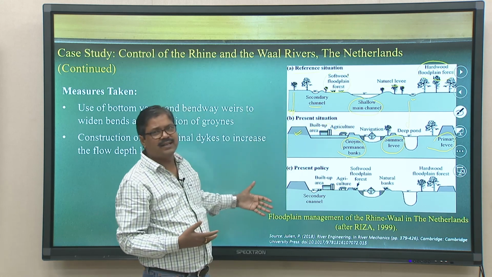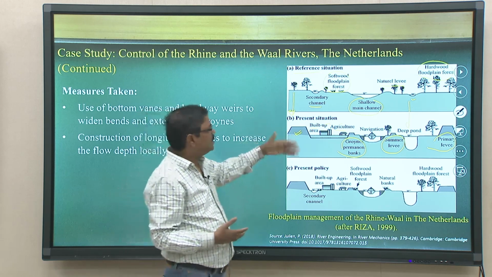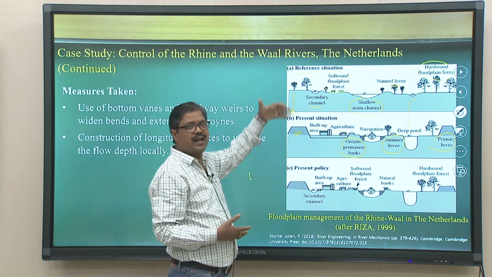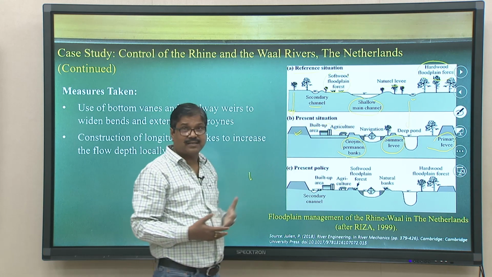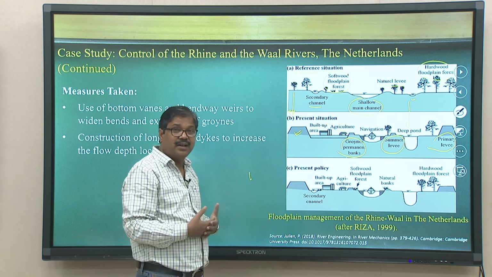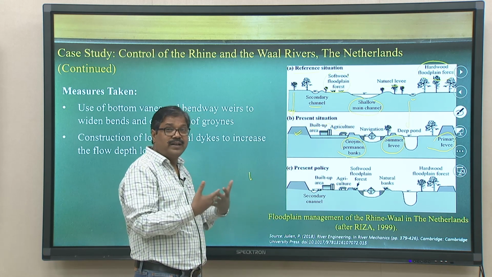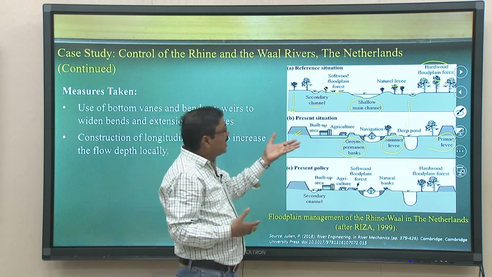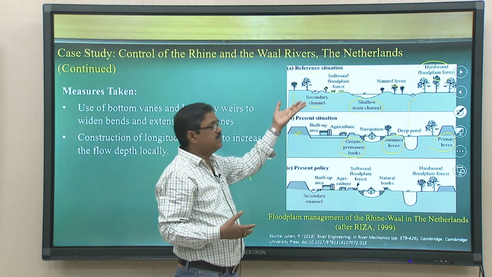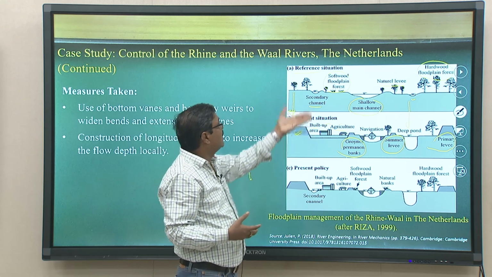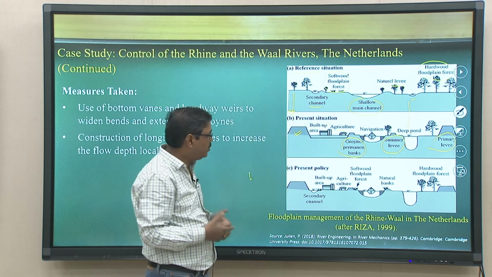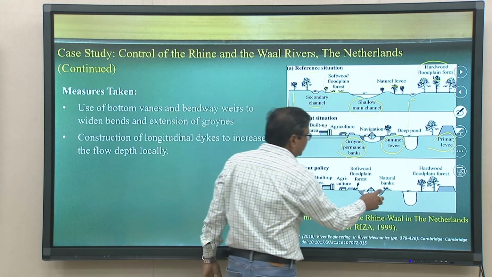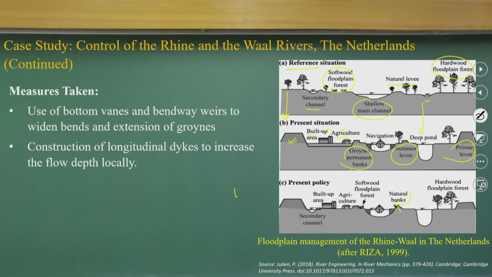What could be the present policy? How can we convert it to be as natural as possible, as close to the reference sections? That is what any river engineer tries to look at, whether he can bring it as close as possible to natural conditions, to the reference sections. Again, he has to break it down, because in this part he can take a risk.